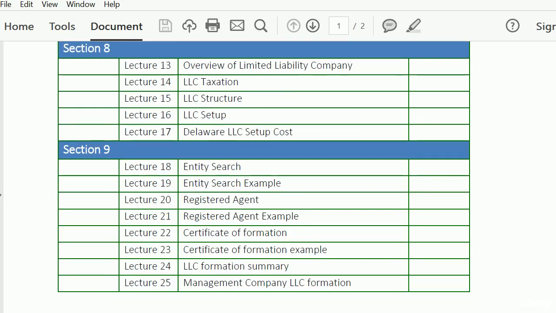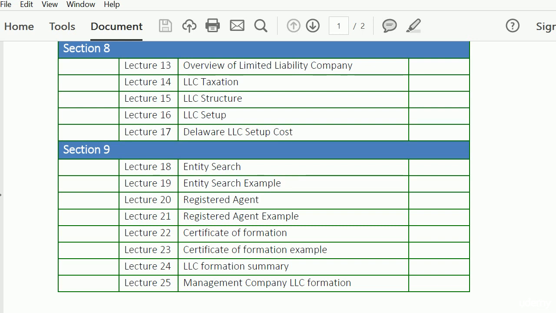So section 9, we're going to talk about entity search, meaning if you have a specific name for that limited liability company or the management company you want to form, how do you search to find out that that name is currently available? So we'll do a lecture on that, then we'll go into an example to show you how to actually search, and I will provide you with that website address where you can go and search.